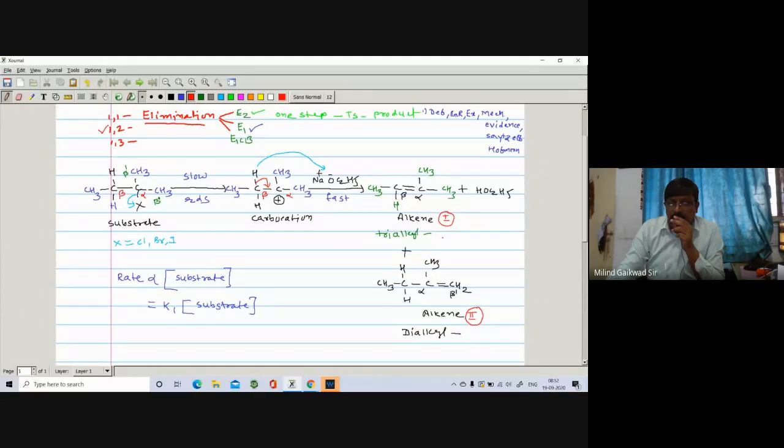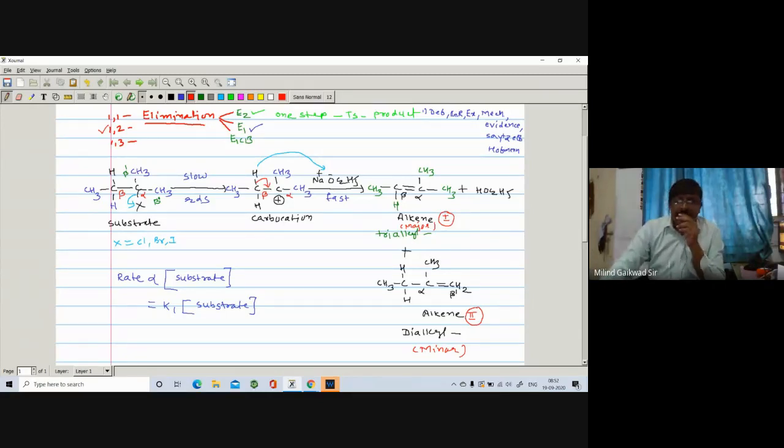elimination is governed by the Saytzeff rule. What is the Saytzeff rule? Here you are having a major compound, right? Major compound. And here you are having a minor compound. Minor compound. So the elimination is governed by the Saytzeff rule, right? So this is the mechanism of the reaction where the elimination takes place.